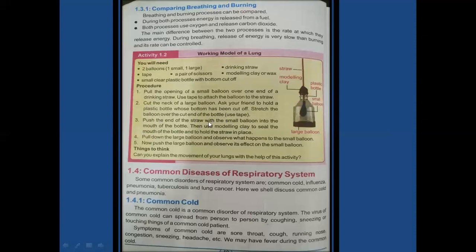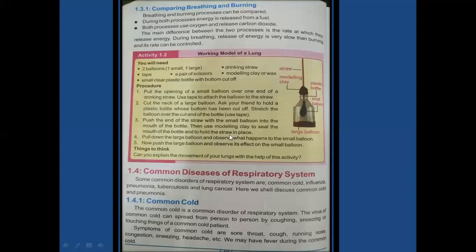Push the end of the straw with the small balloon. The straw and small balloon are pushed into the head of this bottle, and then close the head of this bottle using modeling clay or wax, so that the air will not move out through these openings. Air will enter or leave only through this straw. This is the only opening. Then the neck of this bottle is completely covered by the modeling clay or wax to seal the mouth of the bottle and hold the straw in place.